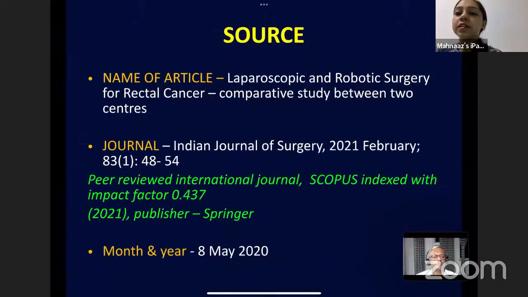The title of the article I'm presenting on is Laparoscopic and Robotic Surgery for Rectal Cancer. It's a comparative study between 2 centers. It was published in the Indian Journal of Surgery in February 2021. This is a peer-reviewed international journal, Scopus indexed, with an impact factor of 0.437, the publisher being Springer. It was published on the 8th of May 2020.